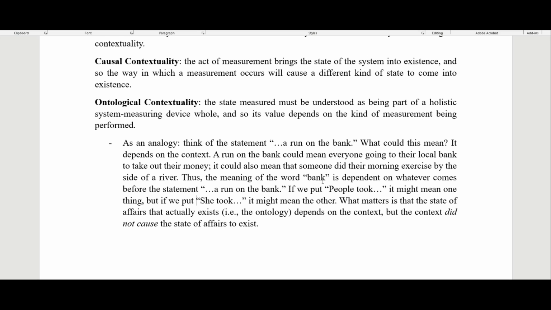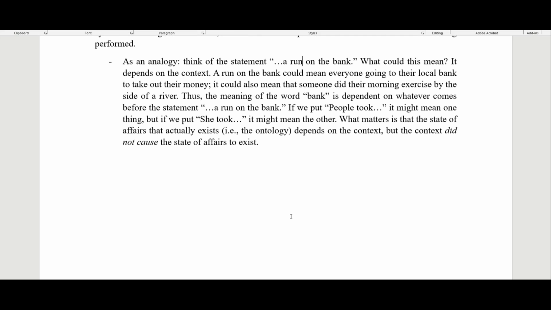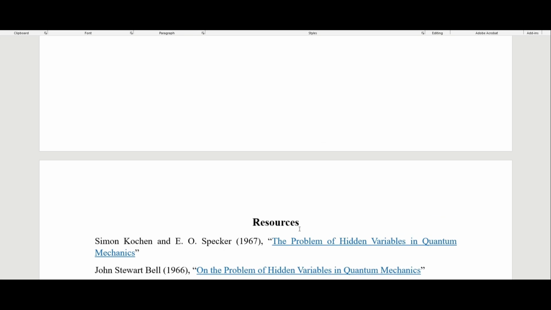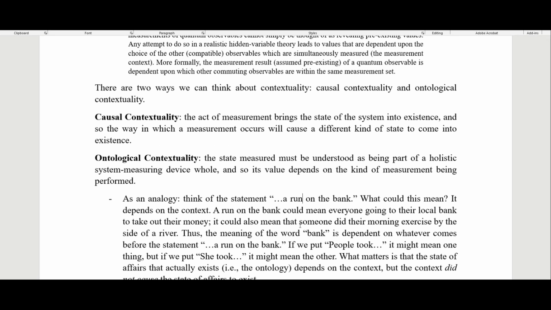Thus, the meaning of the word bank is dependent on whatever comes before the statement, a run on the bank. So if we put people took, it might mean one thing, but if we put she took a run on the bank of that river, it might mean the other thing. So what matters is that the state of affairs that actually exists, the ontology of the state of affairs that we're talking about, depends on the context. But the context did not cause the state of affairs to exist. But anyway, those are the two ways we can think of contextuality here.